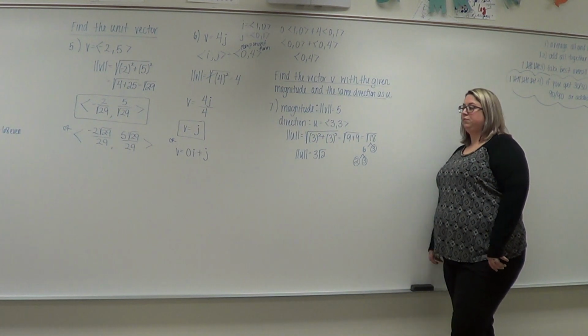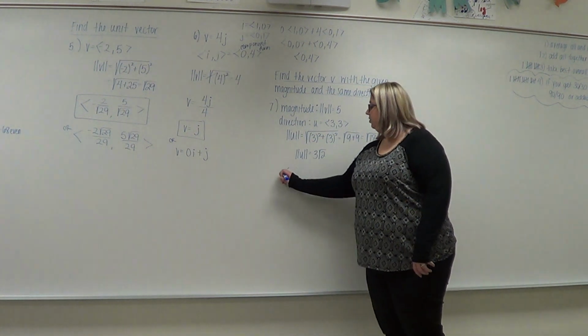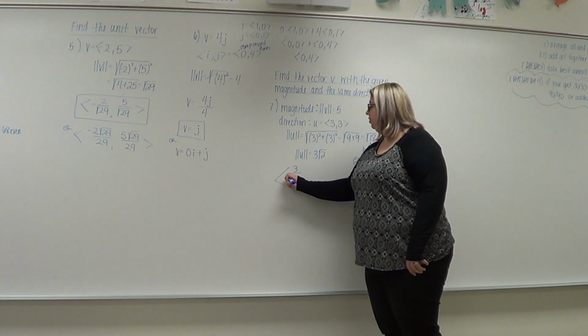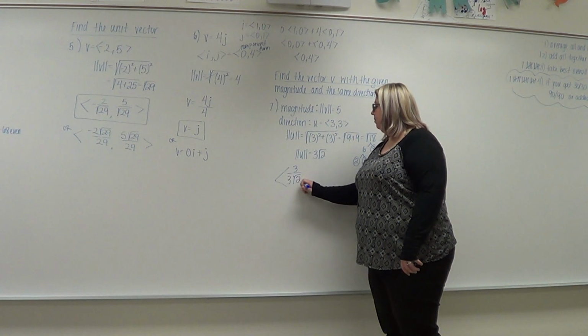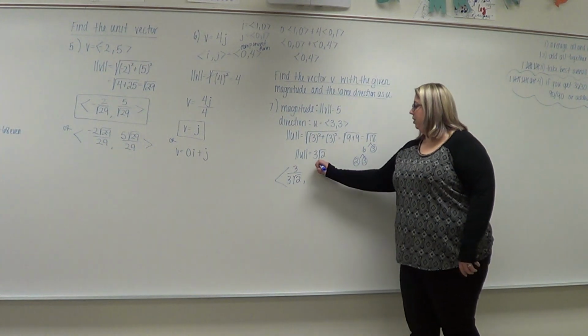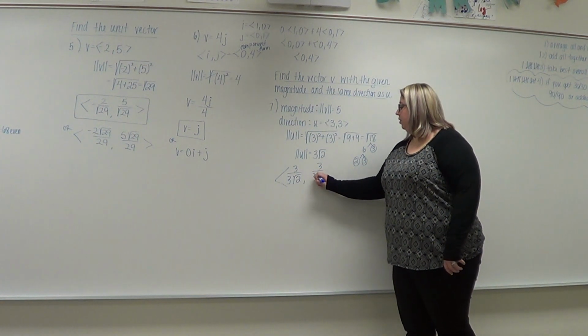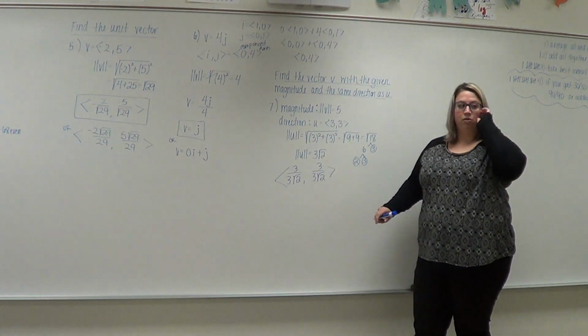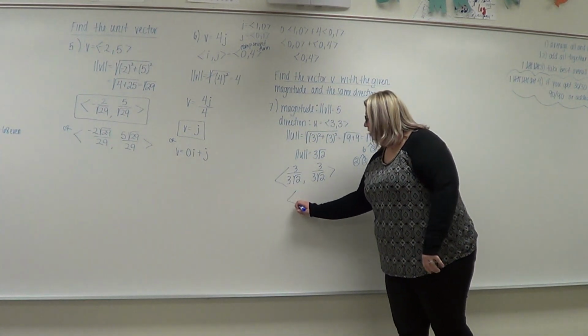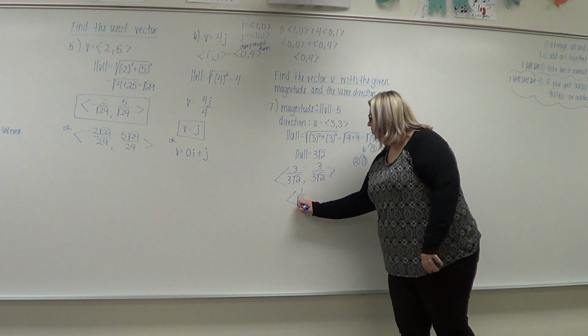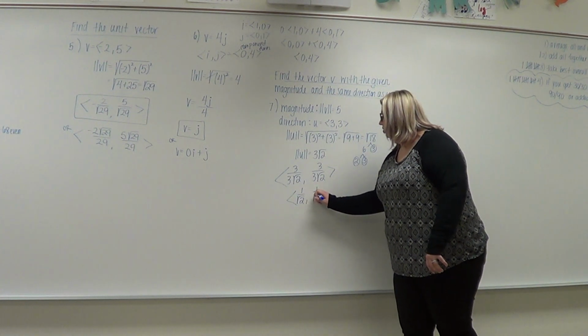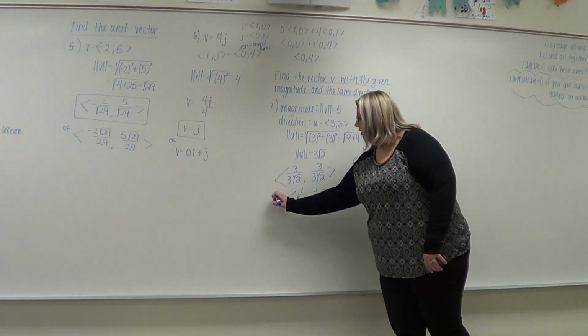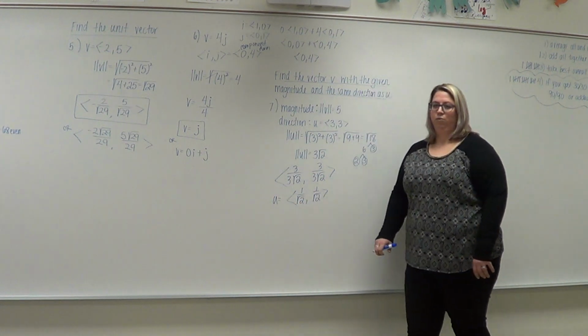Is it like 3 over 3 square root of 2? Okay, so 3 over 3 square root of 2. What's the other part? 3 over 3 square root of 2. Okay. Can I reduce either fraction? Yeah, the 3's both eliminate, right? So this would be 1 over square root of 2. Okay, this is the unit vector for u.